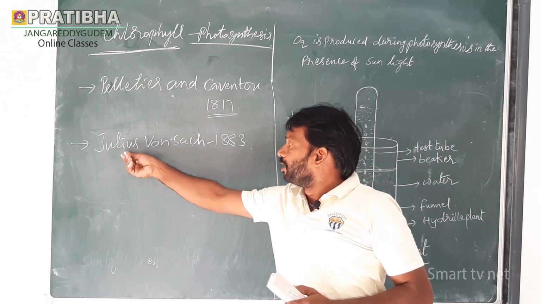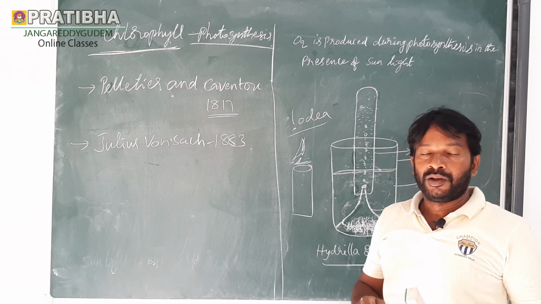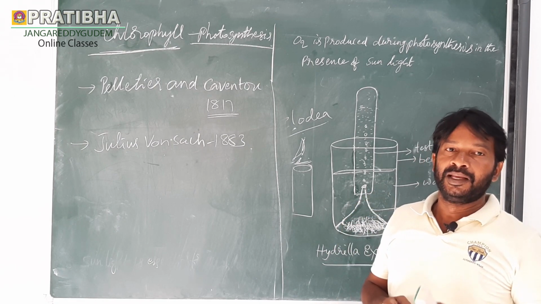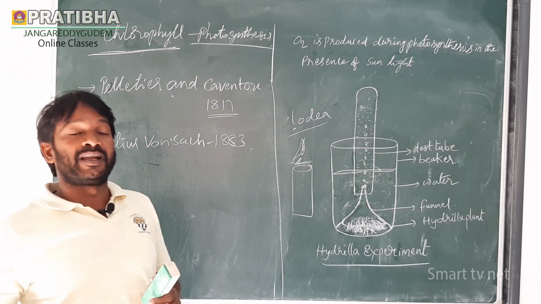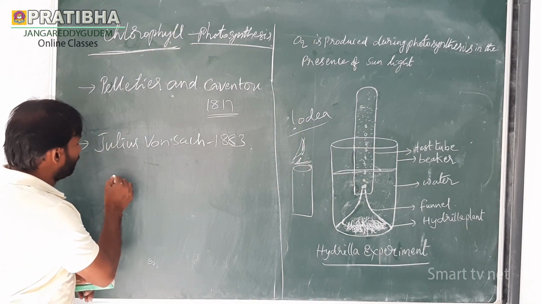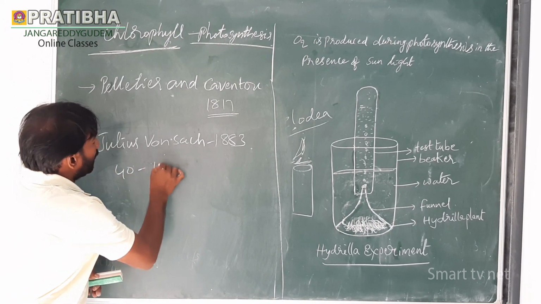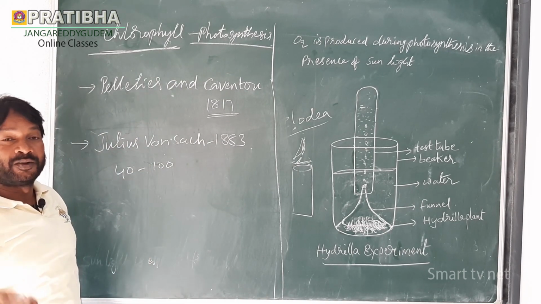And also he said that that is the chloroplast, and chloroplasts are more abundant in the mesophyll cells of the plant. Within a cell, 40 to 100 chloroplast organelles are present.